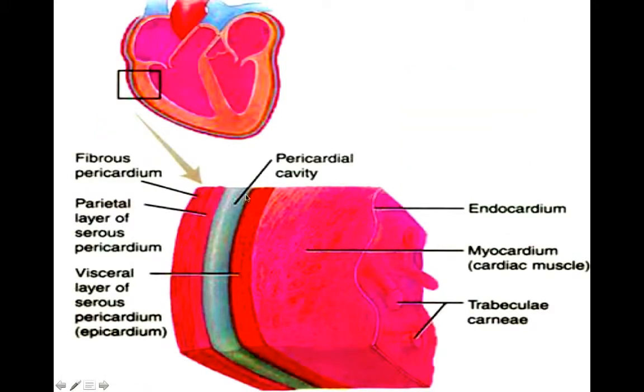This is another representation. As you see it better, you have the three different layers of the pericardium. And the last one is in direct contact with the middle layer, with the myocardium. This is why it's called visceral, direct contact with the organ.